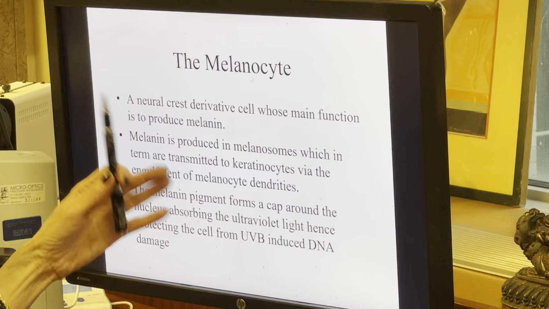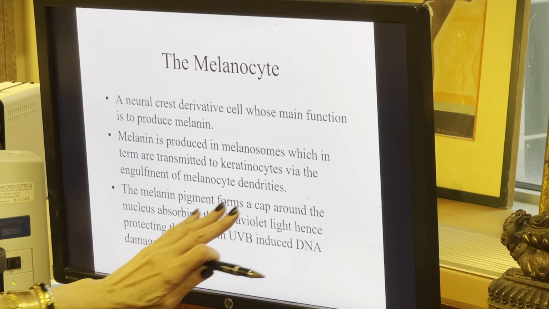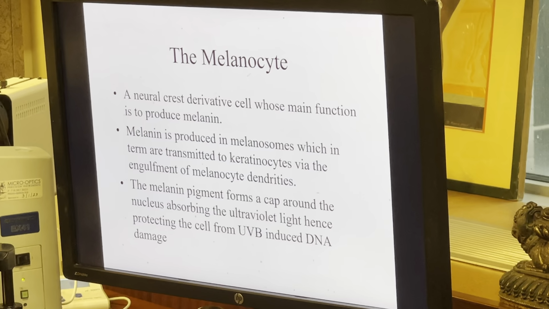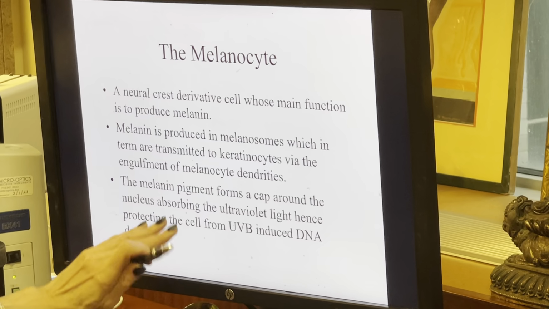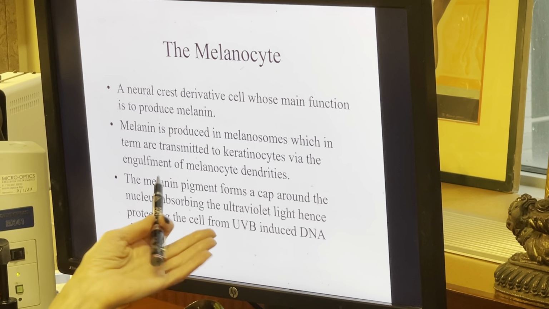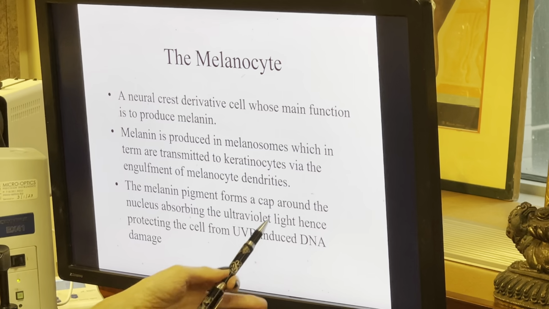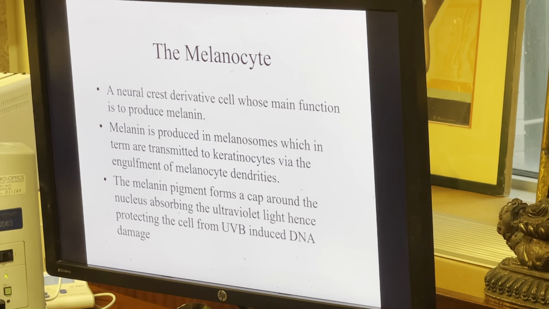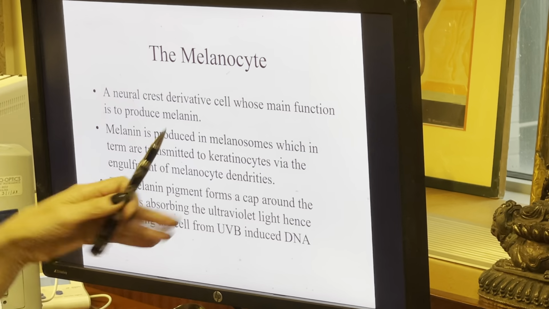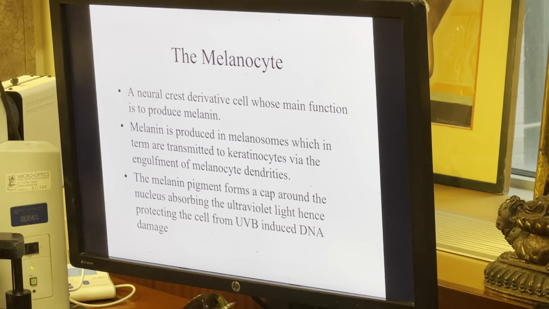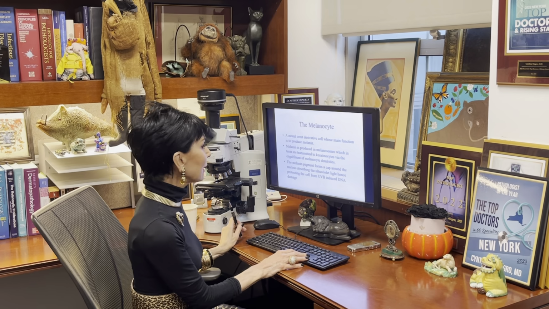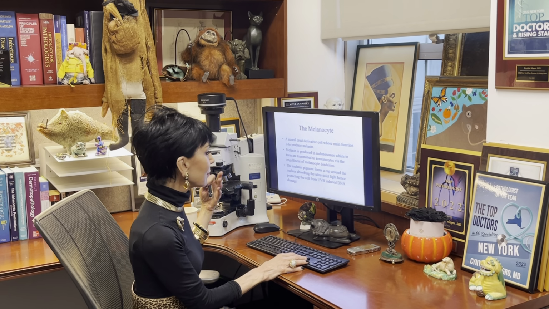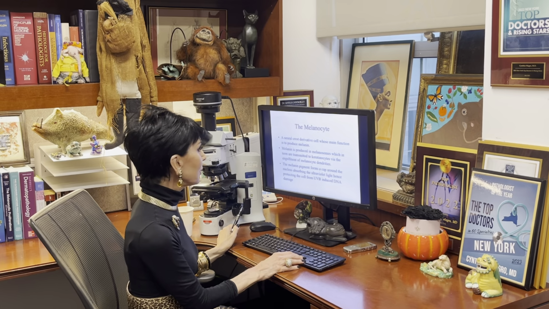And the melanin that's transferred into the keratinocyte forms a cap around the nucleus. And that is really key because that melanin pigment absorbs ultraviolet light and therefore protects the cell from UVB, ultraviolet B-induced DNA damage. And of course, the melanin pigment not only protects the keratinocyte, but it also protects the melanocyte from UVB-induced mutagenesis, which is obviously key in terms of ultraviolet light-induced malignancies of the skin.